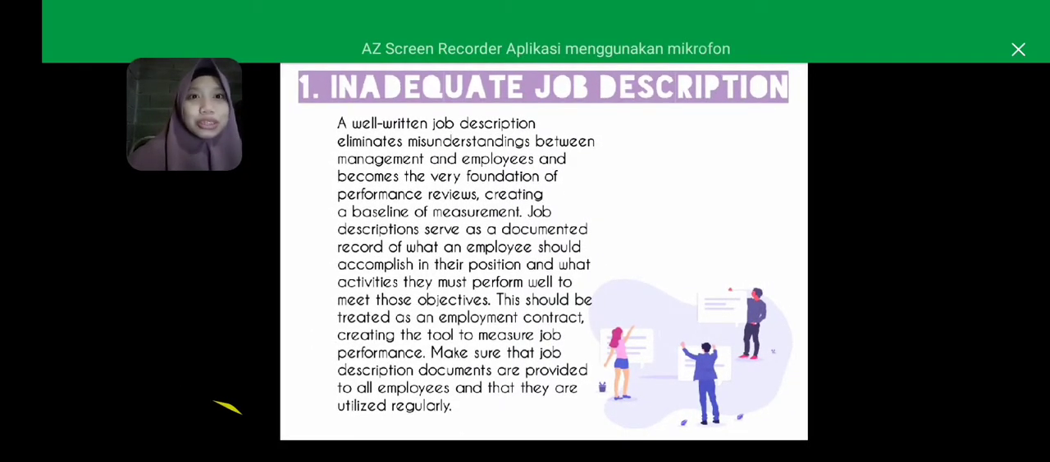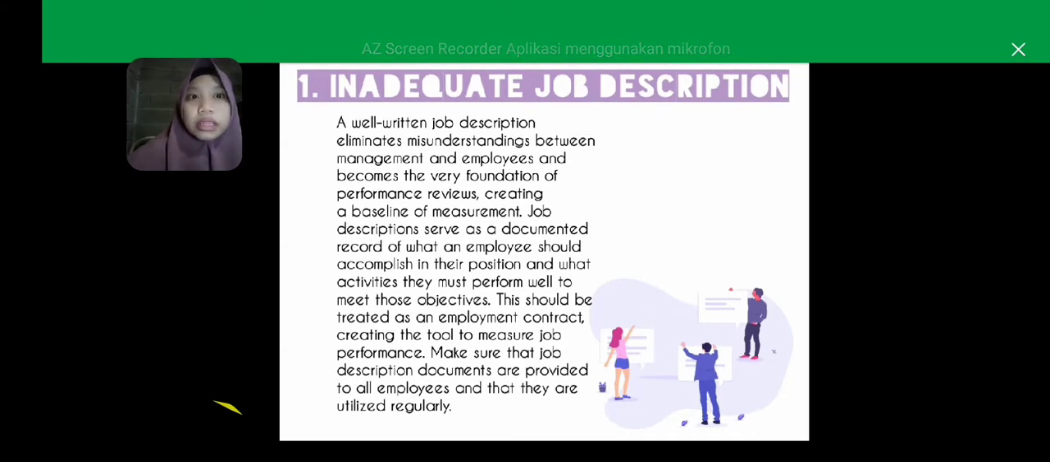First, inadequate job description. A well-written job description eliminates misunderstanding between management and employees and becomes the very foundation of performance reviews, creating a baseline of measurements. A job description serves as a documented record of what an employee should accomplish in their position and what activities they must perform well to meet those objectives. This should be treated as an employment contract, creating a tool to measure job performance. Make sure that job description documents are provided to all employees and that they are utilized regularly.